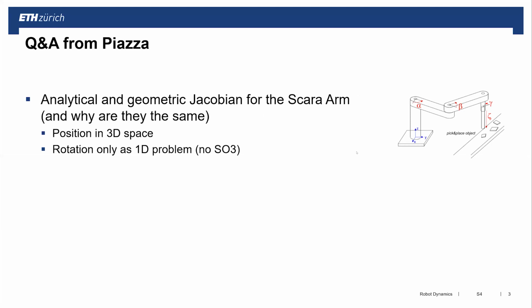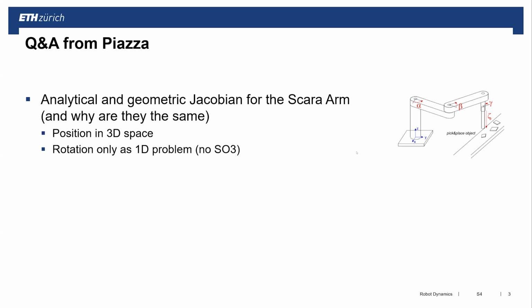Then some of the most important questions that were discussed, let me quickly go through them here again. First one was related to questions with SCARA robot arm. And the question there was primarily related to geometric and analytical Jacobian and why these two are the same.